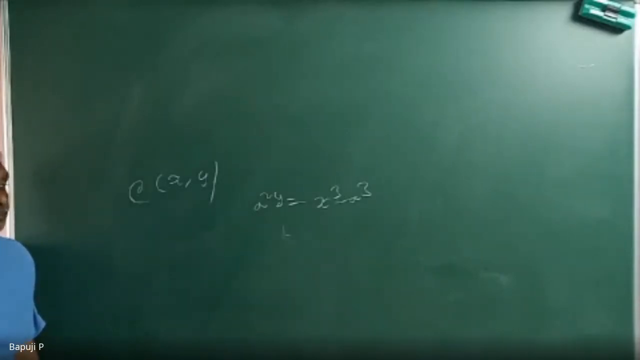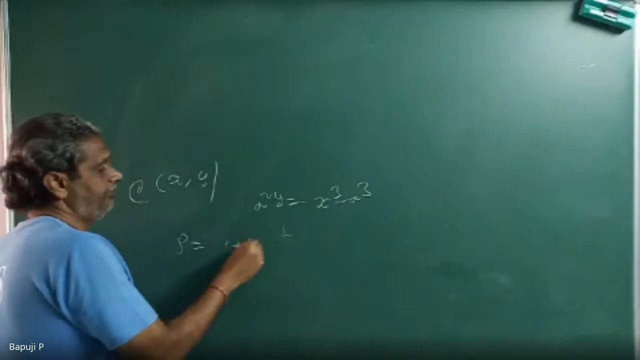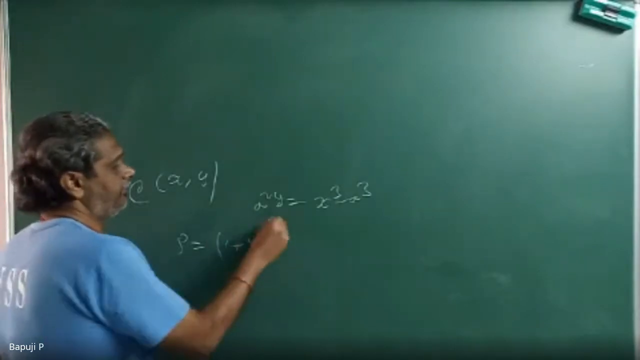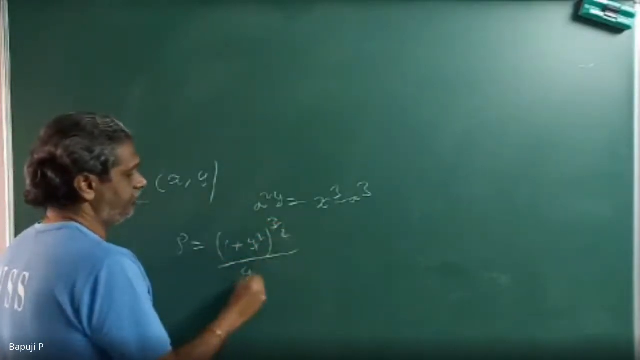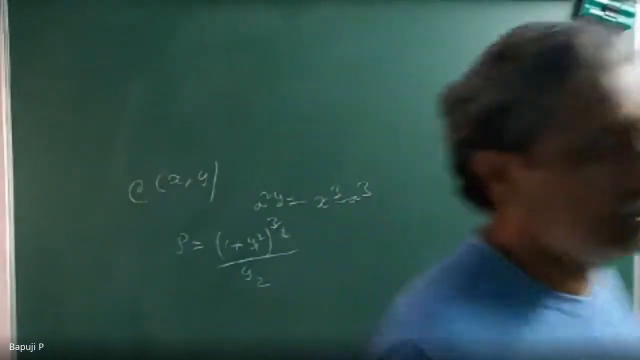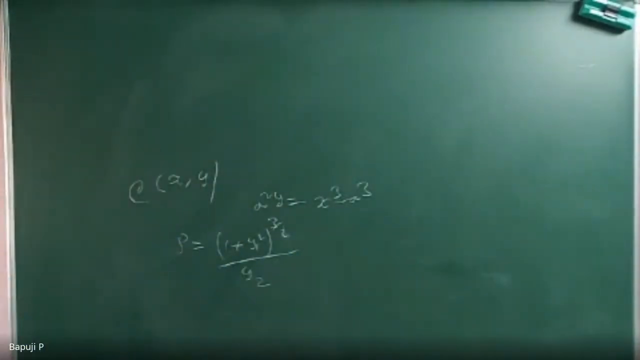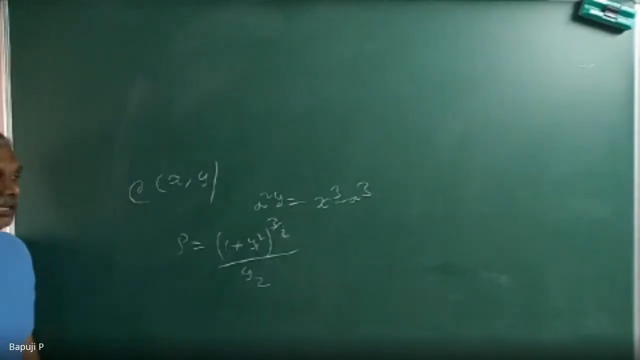Then what is the radius of curvature formula? 1 plus y1 square whole power 3/2 divided by y2, where y1 is equal to dy by dx and y2 is d square y by dx square. Another thing to remember: the radius of curvature cannot be negative. Correct or not? Now find y1.